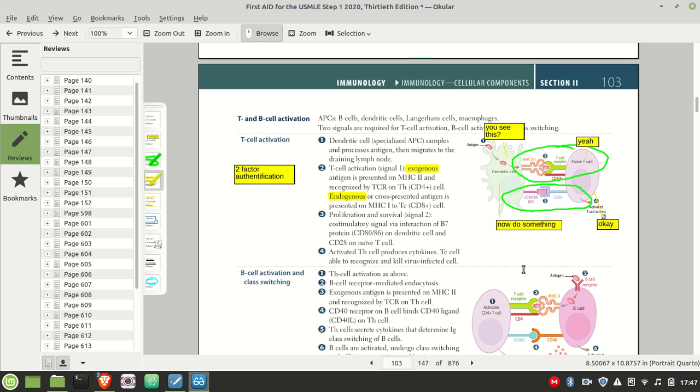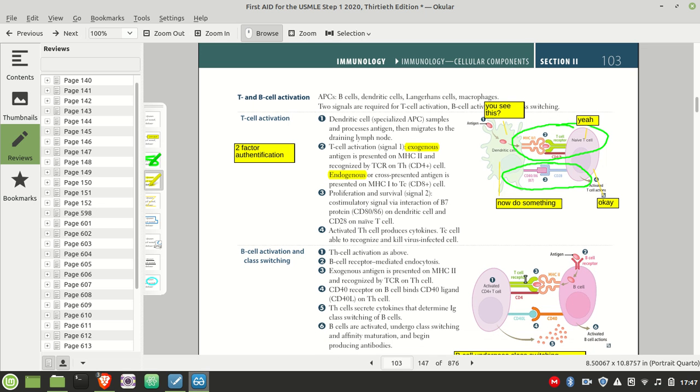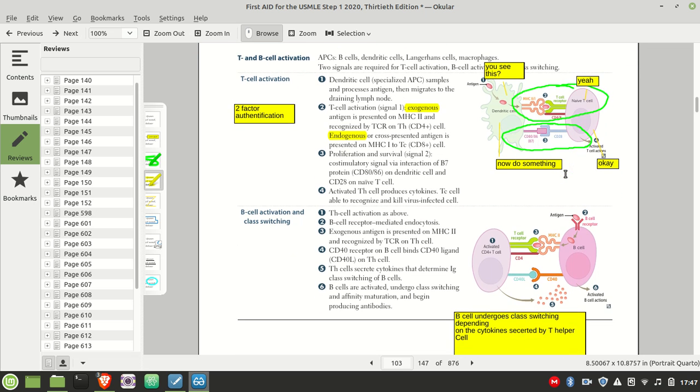The big thing for this is it's two-factor authentication. CD4 is exogenous. CD8 is endogenous. Now you have two different ligands depending on if you're doing T cell activation versus B cell activation. CD86 or CD80/86, also known as B7, and CD28. That is something you have to memorize, of course. And then the CD40 ligand, CD40, right here. Remember, B cell activation is always CD4. T cell activation, well, you've got CD4 positive T cells, CD8 positive T cells, so that really depends.